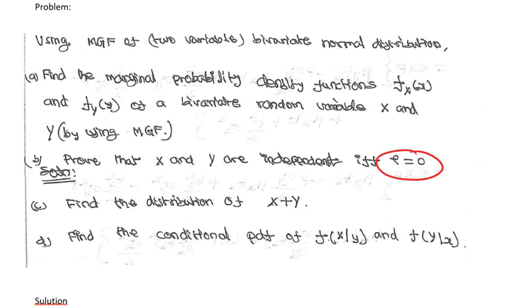Find the distribution of x plus y. Finally, find the conditional PDF of f of x given y and y given x. That's also given. We'll go for the solution now.